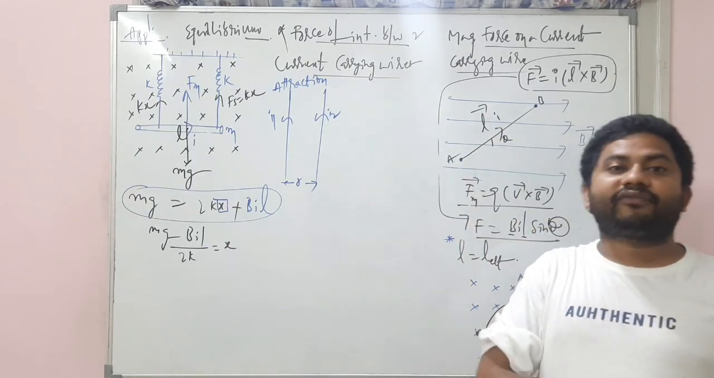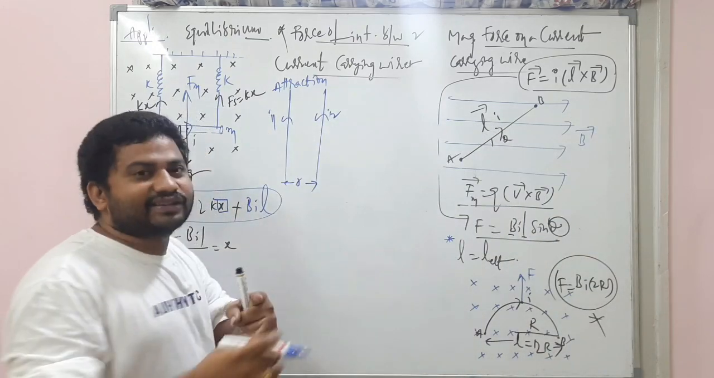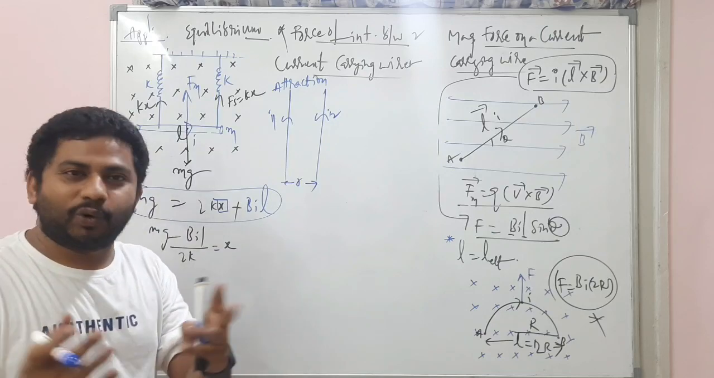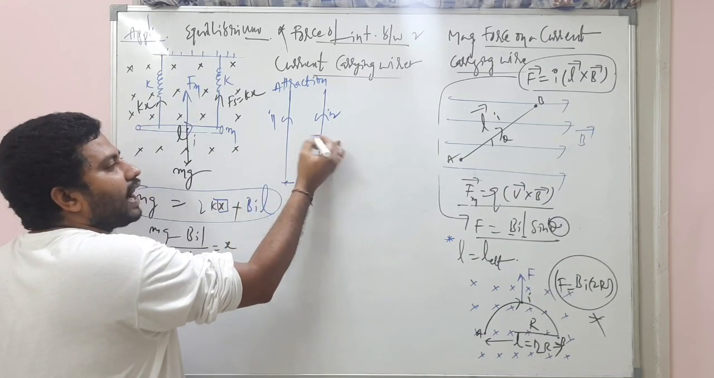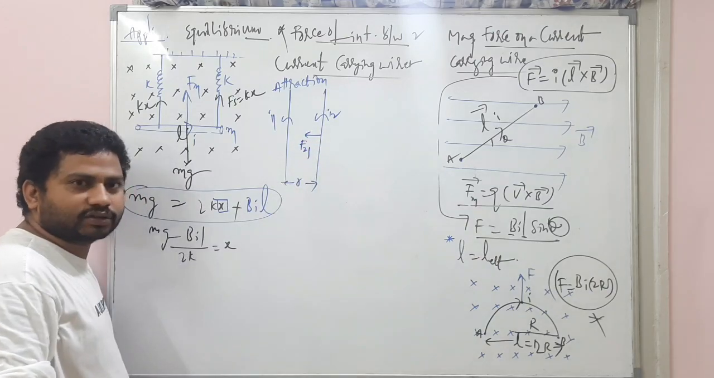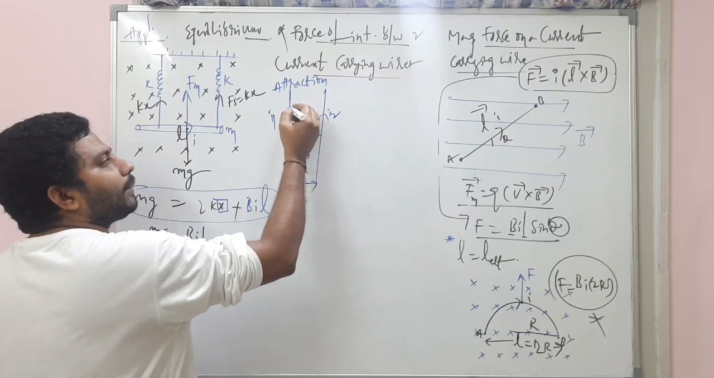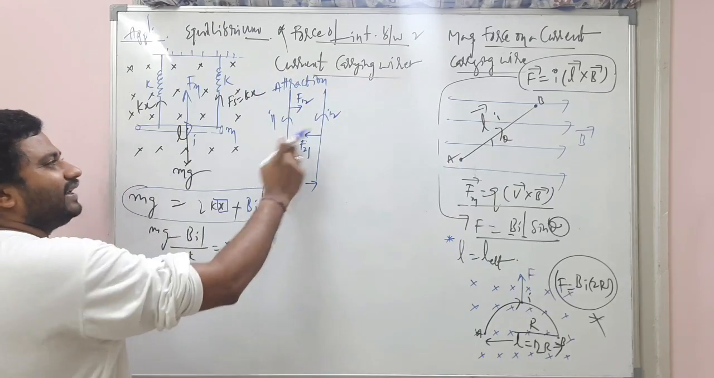How does the attraction force take place? A neat derivation is given in the notes, and you can go through it if you want. This wire will apply a force on the second wire, and the second wire will apply a force on the first wire, like this.